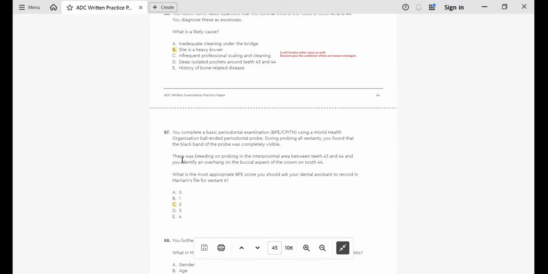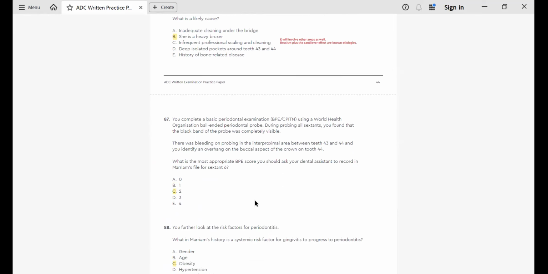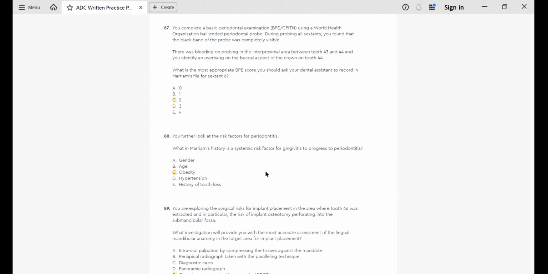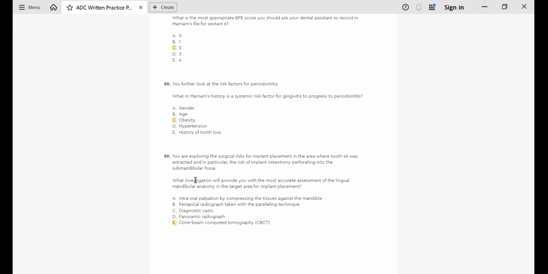You did BPE and scores are given. Pretty straightforward. The answer is 2, which is option C. The systemic risk factor for gingivitis to progress to periodontitis is obesity. Investigation for implant placement: CBCT.